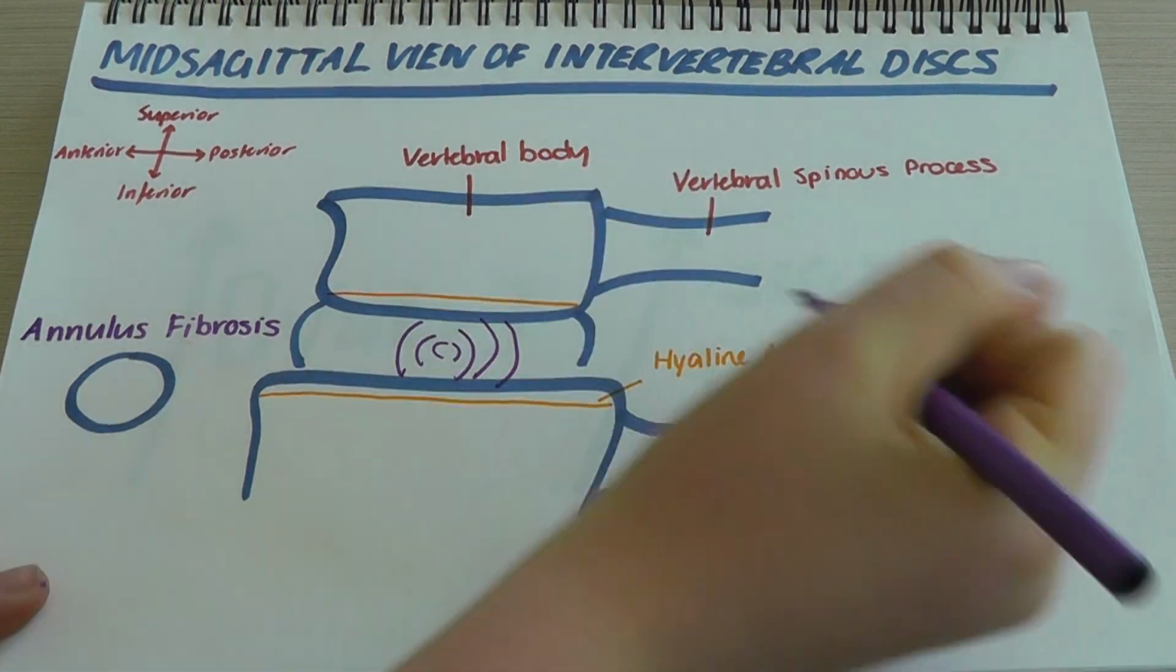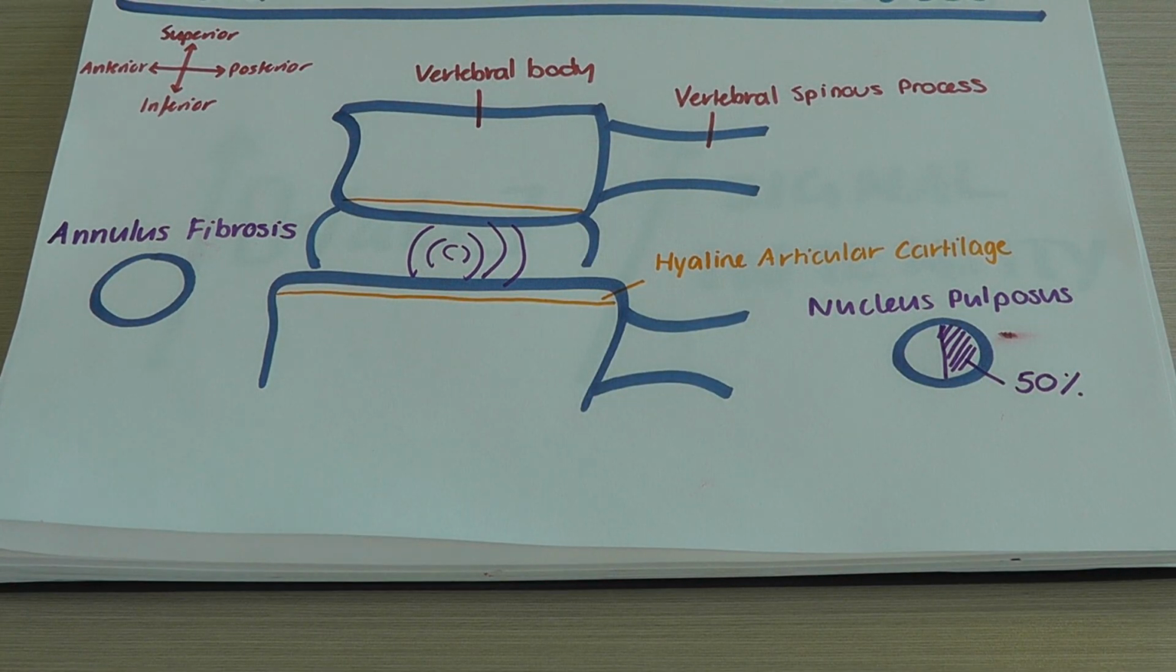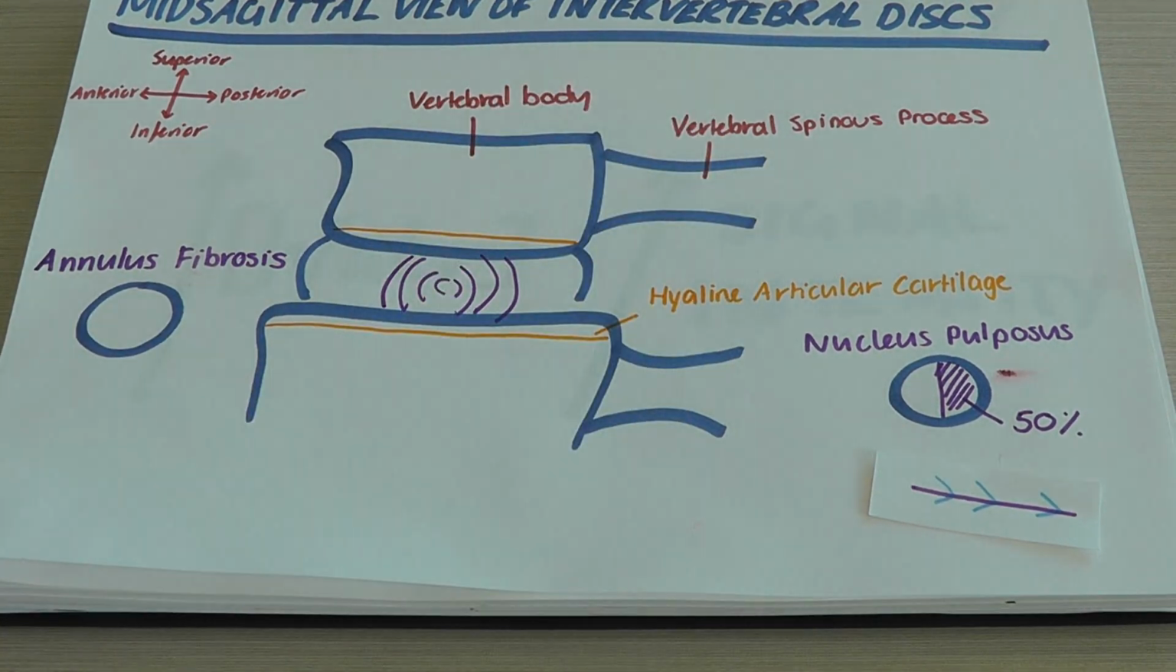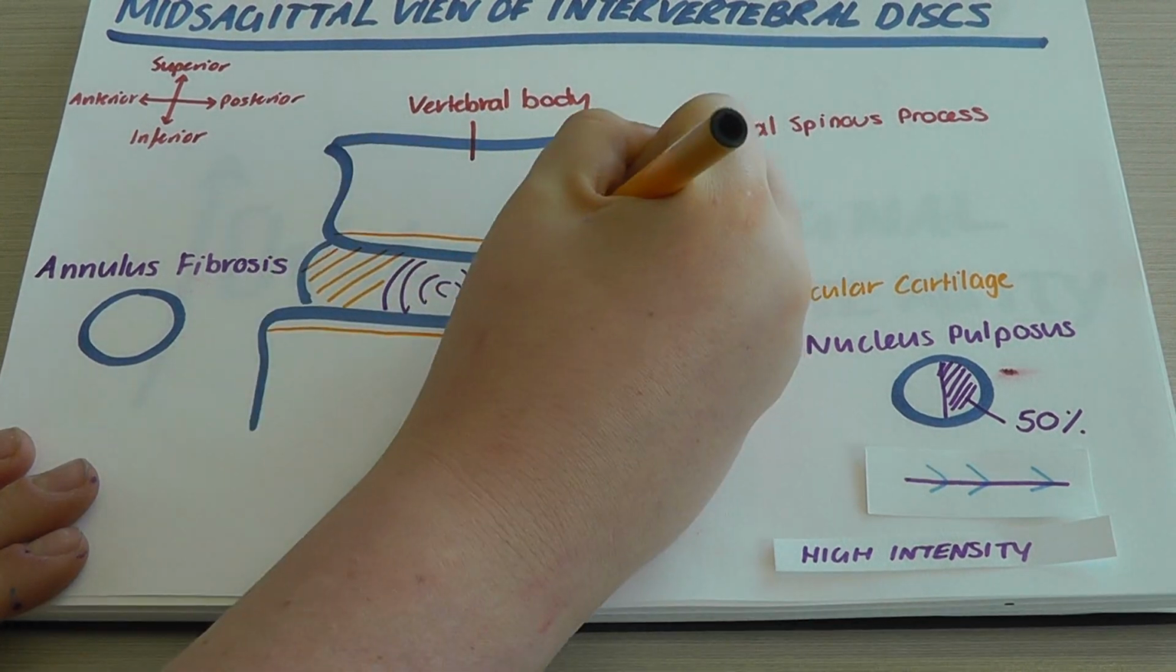50% of the nucleus pulposus dry weight is attributed to proteoglycans. Hence, there is also a high water component. This high water concentration provides the nucleus pulposus under a T2 weighting with a high intensity signal.